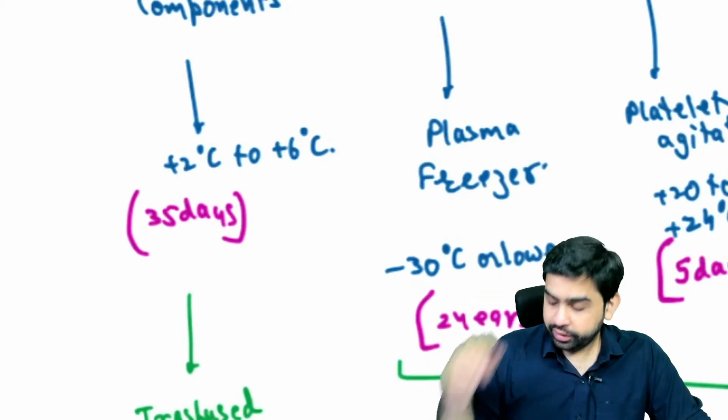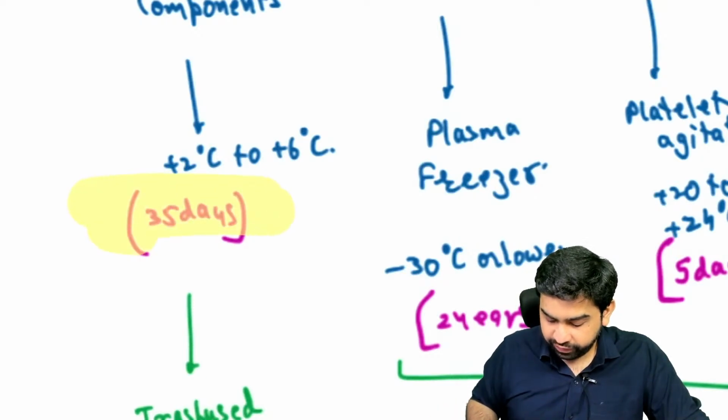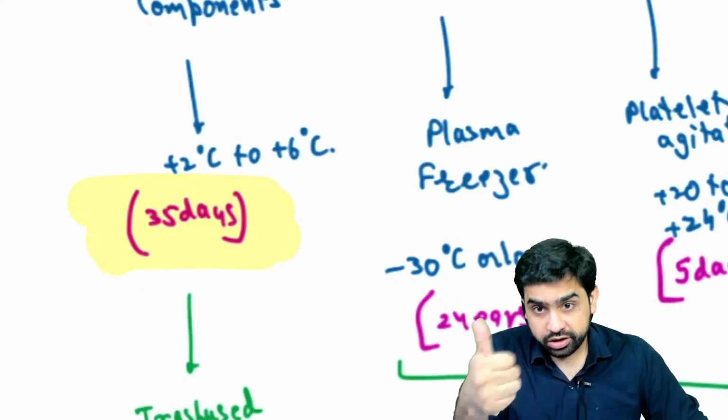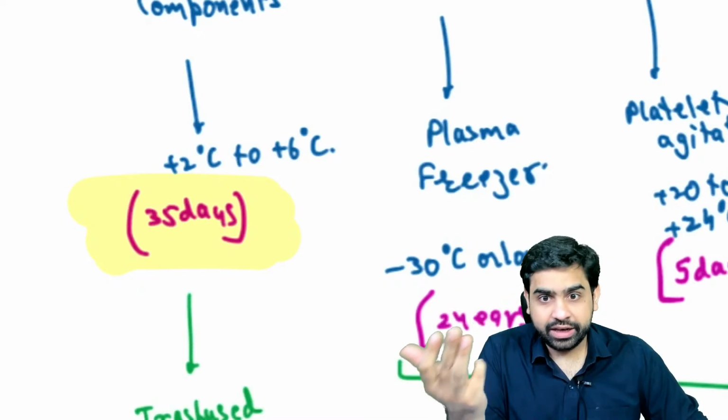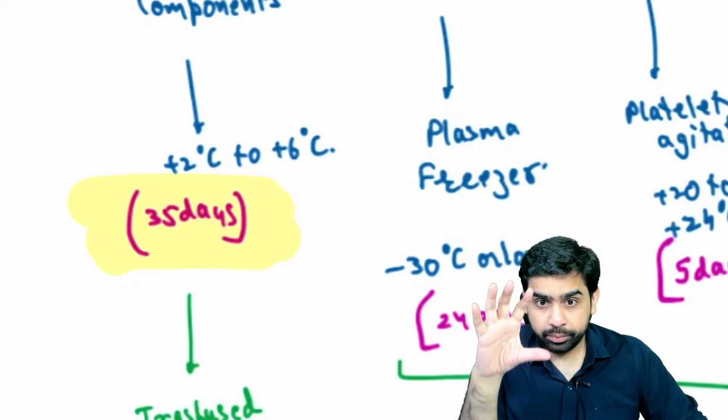Now, this red cell concentrate or the whole blood can be stored for around 35 days. How? Because we are using CPDA, citrate, phosphate, dextrose, and adenine. That is an anticoagulant which we're using, and with the help of that, we can store this blood for around 35 days.